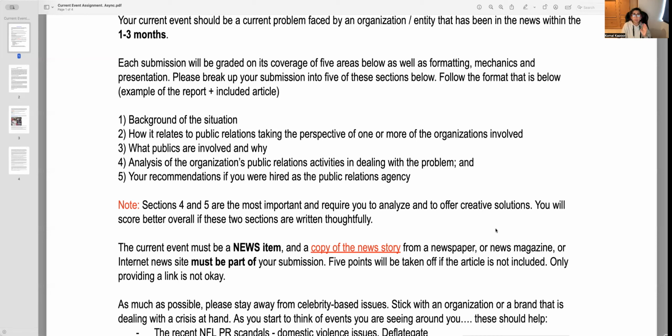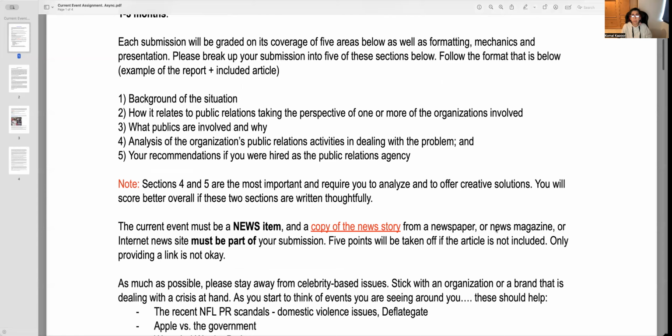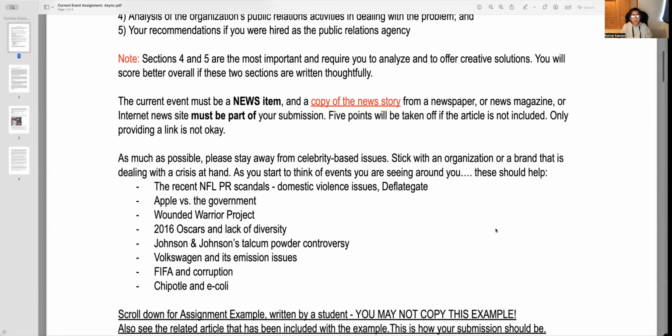Now, keep in mind, this has to be a news item, right? It has to be something that people are talking about in the news. As much as possible, avoid celebrity stuff. We're looking for real organizations, right? So think about what you can cover.